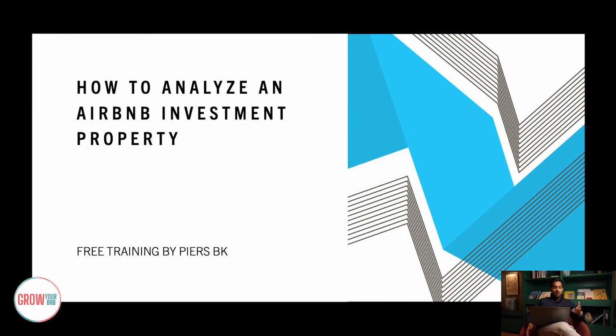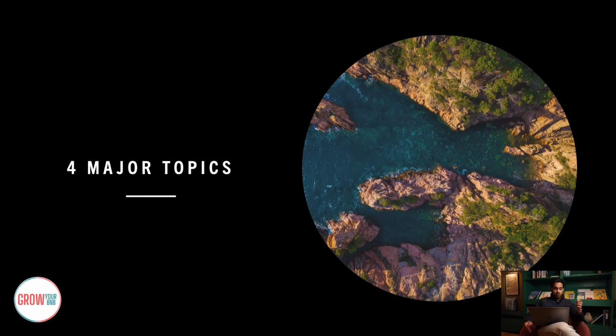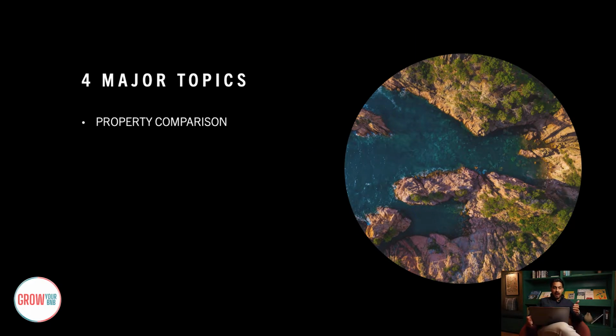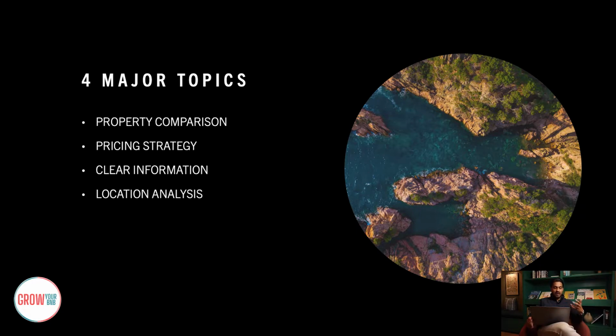But for now, I'm going to show you my screen. I'm going to do a screen share and we're going to run through some very basic yet some of the major points a lot of investors miss while analyzing a deal for their property investment. So without further ado, as you can see from my screen, what I'm going to talk about is four major things. The first one I want to talk about is property comparison. The second thing is pricing strategy. The third thing is clear information. And the last thing is how to do location analysis.